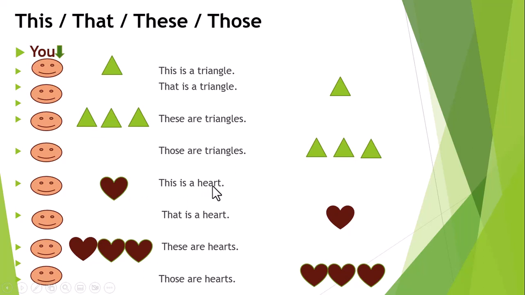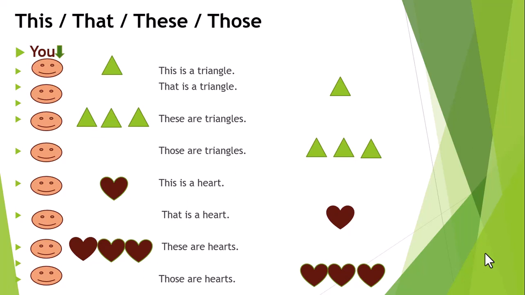Now, same way we can change the object and again describe it. This is a heart. When the heart is far away from you, you say that is a heart. In the same manner, when the hearts are near to you, you say these are hearts. And when these hearts are far away from you, you say those are hearts. In this manner, you describe this, that, these and those. The concept of near and far is completed. The concept of is and are means singular and plural, and we are mentioning these sentences in present tense.